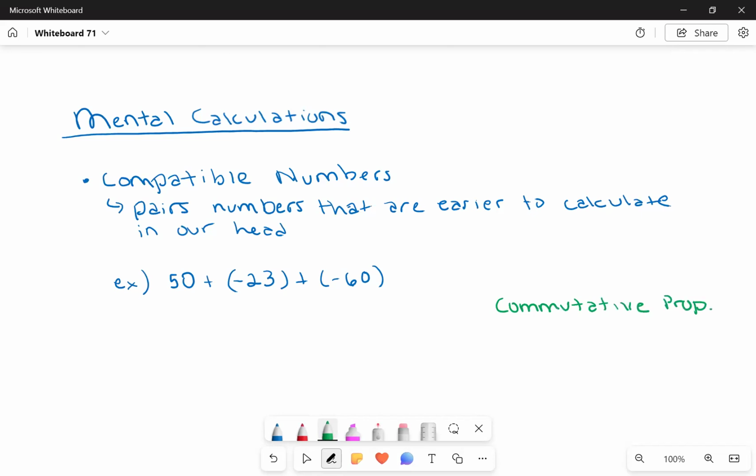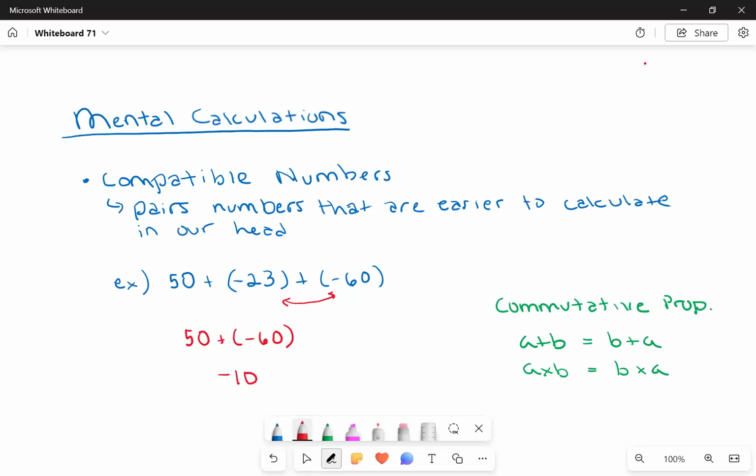That property says that if you're adding, you can swap the order with which you are adding. Same with multiplying. It works for multiplication. It does not work, though, for subtraction or division. But we are doing some addition. So basically I'm going to swap the order of these two, and instead add the 50 and the negative 60 together, because that's easier to do in my head. Because the 60 is negative, I'm going to subtract the two numbers. They're opposite signs, and since 60 is the bigger number, that's going to result in a negative answer.